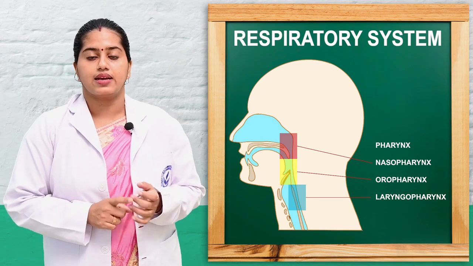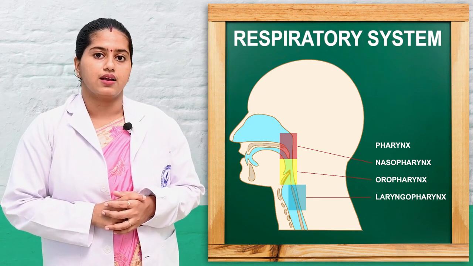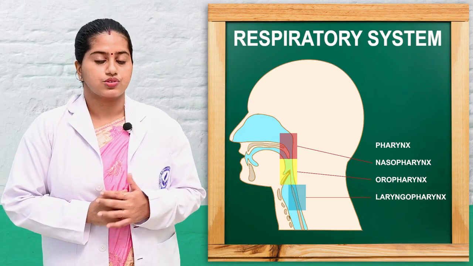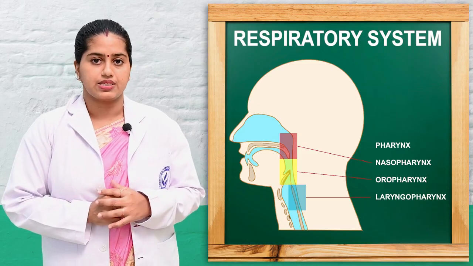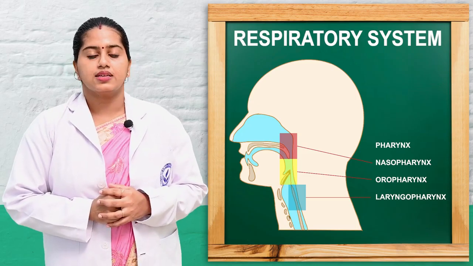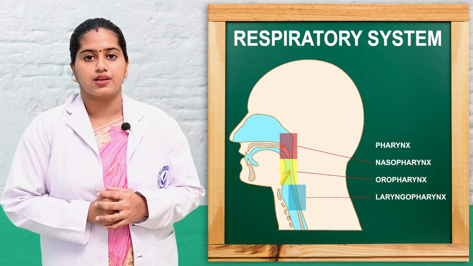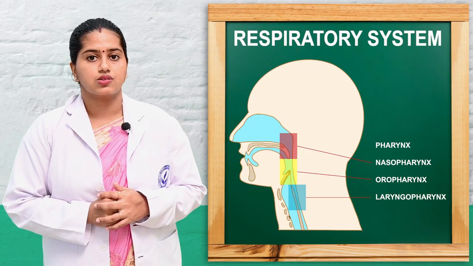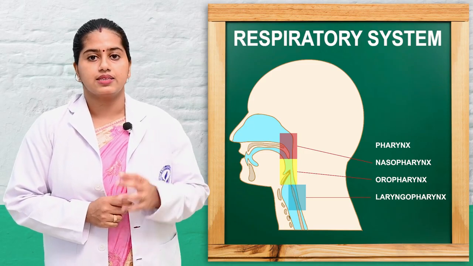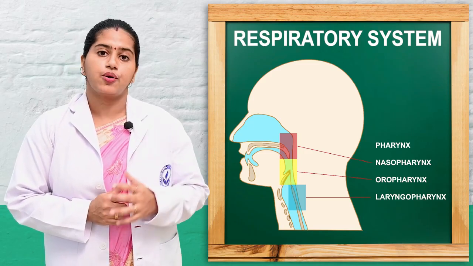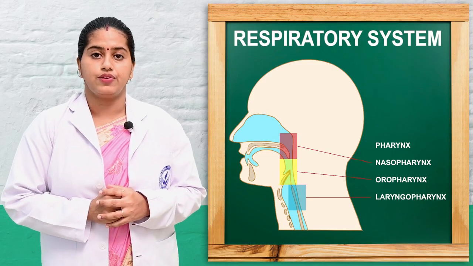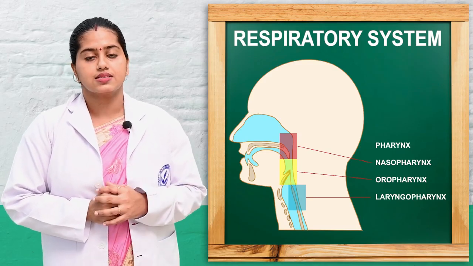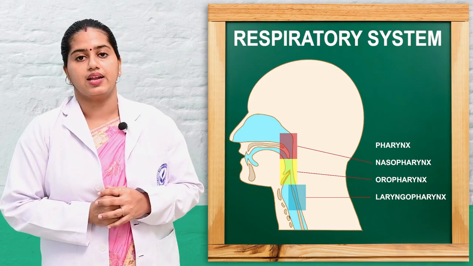First we will see the nasopharynx. The nasopharynx is present superior and posterior to the nasal cavity, behind the nasal cavity, and here the eustachian tube of the middle ear connects. Here the adenoid tonsil is present. This consists of lymphoid tissues. Till 7 years of age this will be active in the child.